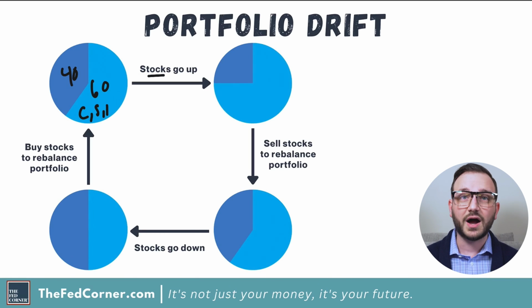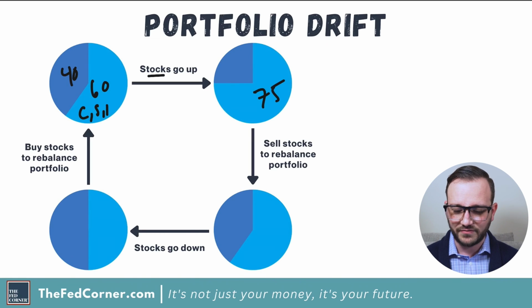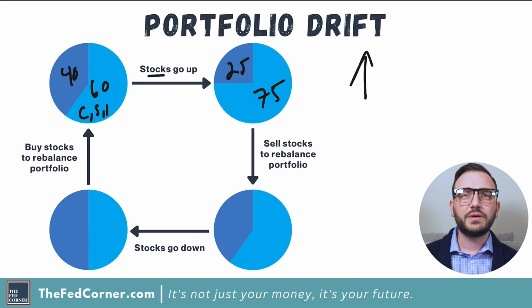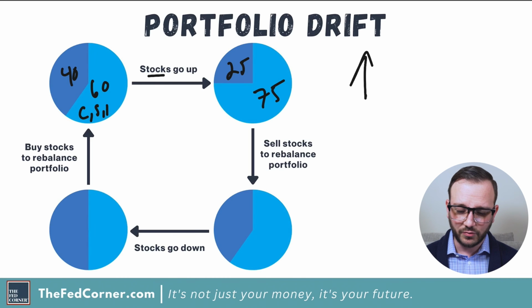So if stocks go up, that means they might make up 75% of your overall TSP, where your G and F funds make up only 25%. Well, if this is the case, you're now more aggressive than you were before, which means you have more volatility and that can be more risk. So rebalancing your TSP is important. Maybe you want to sell some of those funds or stocks and move yourself back down to a 60-40.